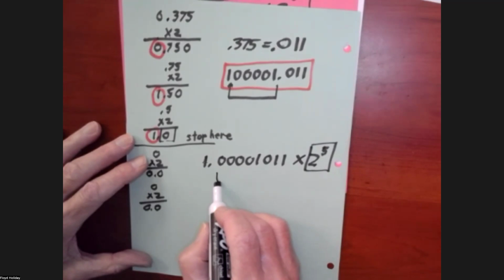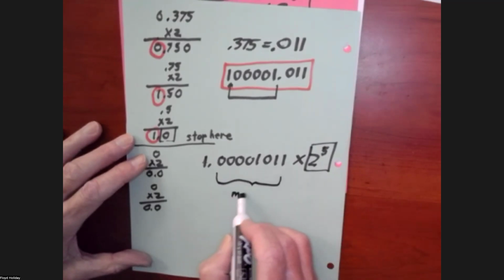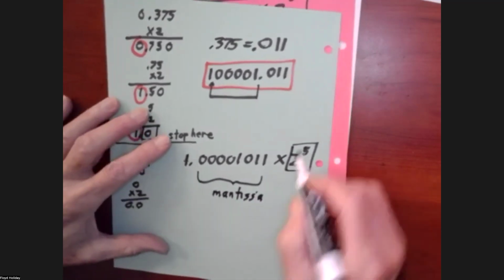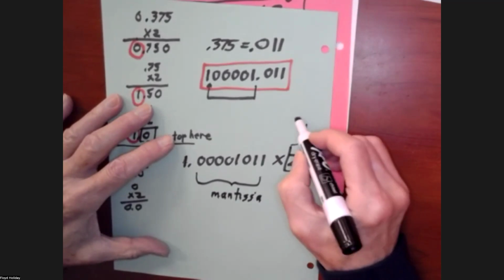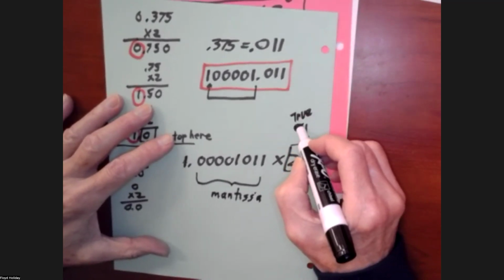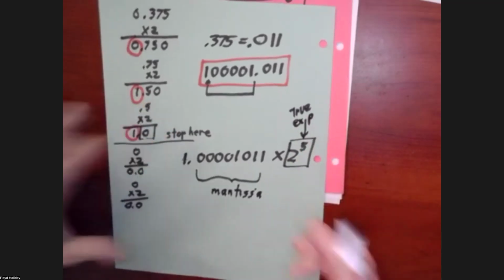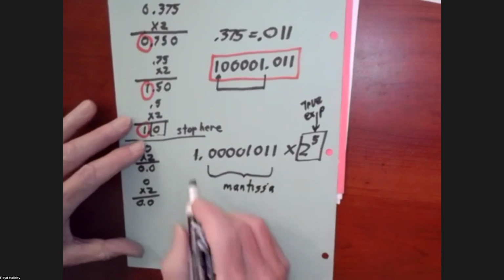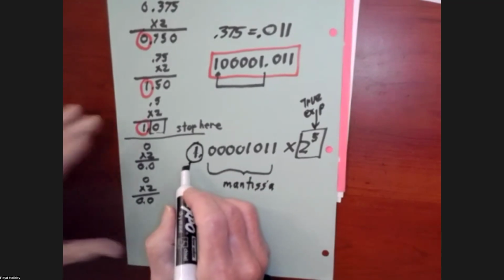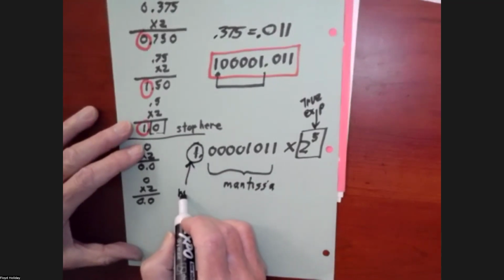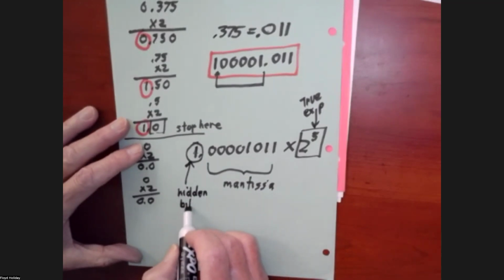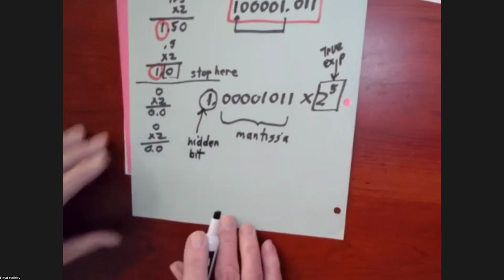So this is called the mantissa. And this 5 is called the true exponent. The 2 is just called the base number. And the poor 1 over here is discarded. It's called the hidden bit. Watch, in a few minutes you'll see we throw it away as being not important.